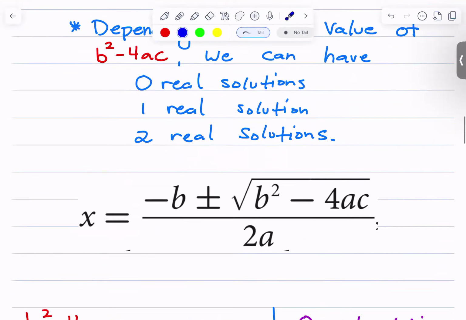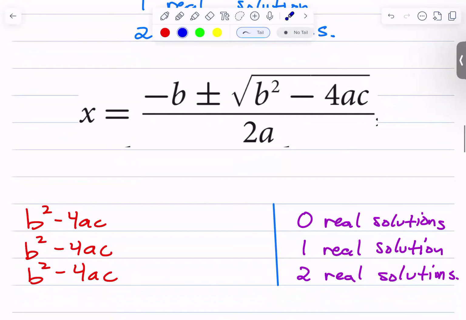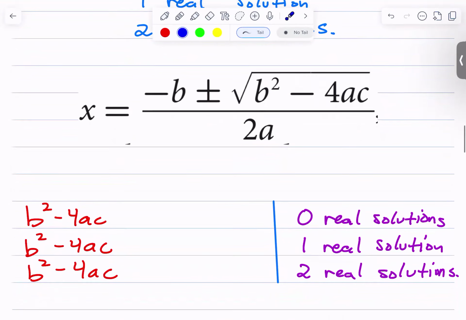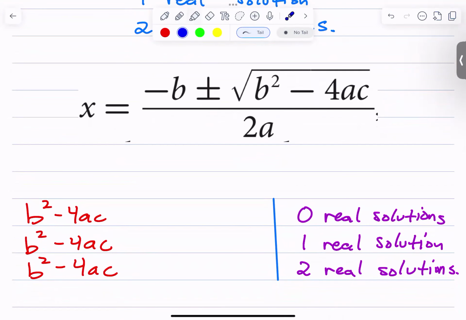Here, I have the quadratic formula up, and we're just talking about this value here, b squared minus 4ac. And a helpful hint is that it is underneath that square root. So take a few minutes to think about what b squared minus 4ac has to be in order to have 0 real solutions, 1 real solution, or 2 real solutions.